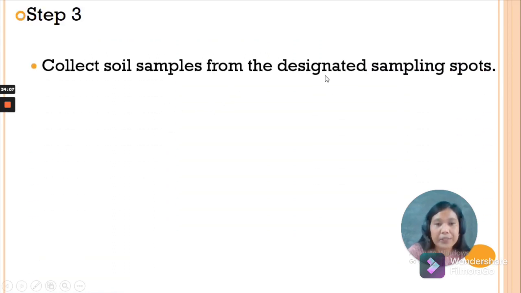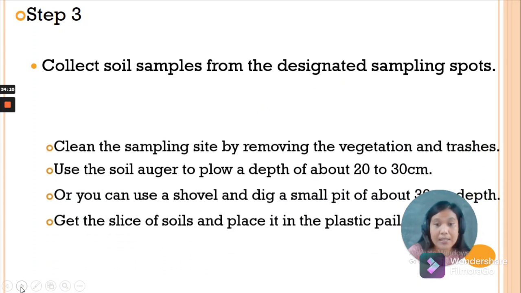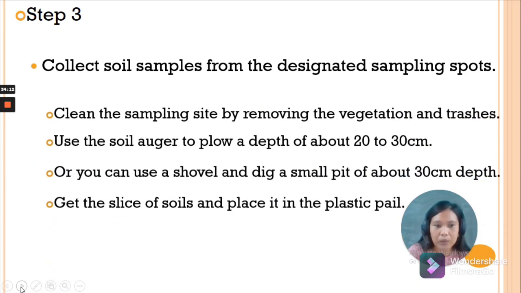Collect soil samples from designated sampling plots. So you should map out the field first according to its commonalities. Clean the sampling site by removing the vegetation and trash, such as leaves. Use the soil auger to plow a depth of 20 to 30 centimeters. Or you can use a shovel and dig a small pit about 30 centimeters deep. Get a slice of soil and place it in a plastic pail.